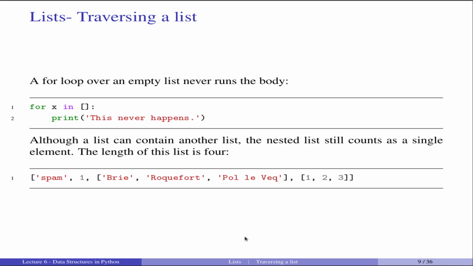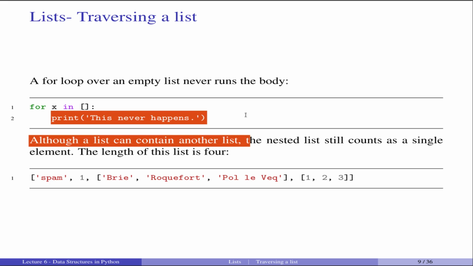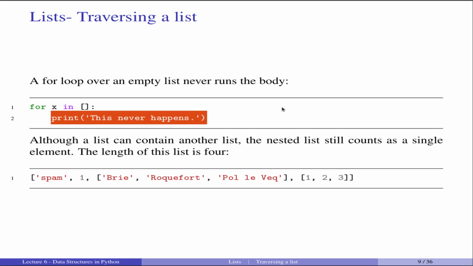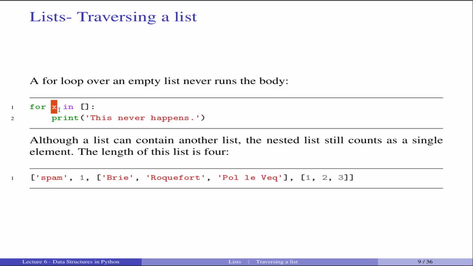Remember, there are some interesting properties of traversing a list. If I want to traverse an empty list, notice we write a loop that traverses an empty list: for x in empty. Interestingly, this loop will never run, right? Why will this loop never run? Because there are no elements in this empty list. That means x will never have any value, so that's why this loop will never run.